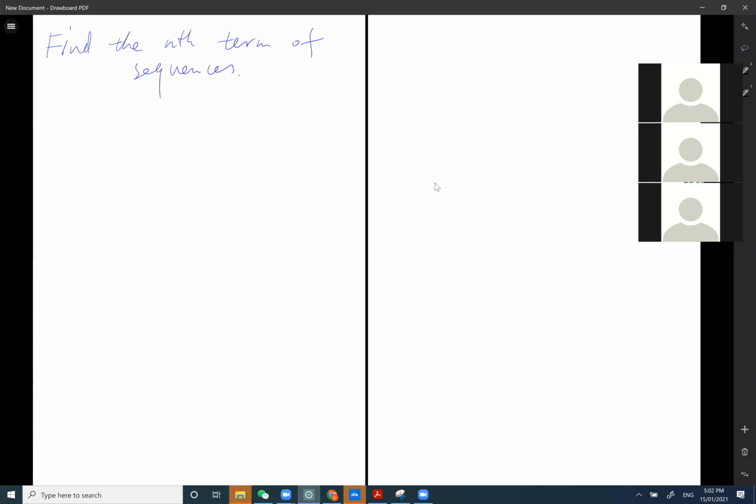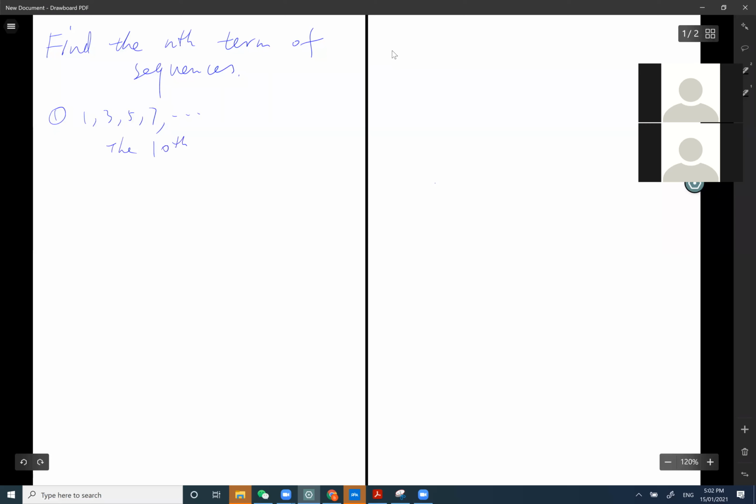Some students learned this part a long time ago. For example, the easy one: 1, 3, 5, 7. Question, what's the 10th term? What's the nth term? Guys, copy down. This note is very important.